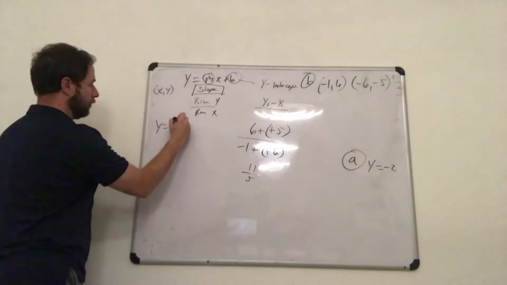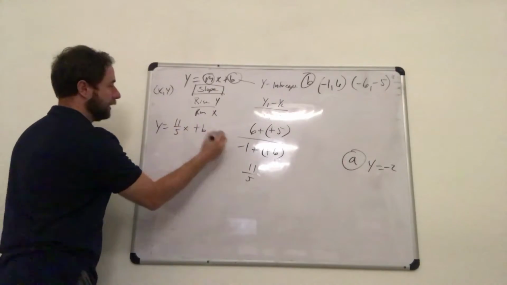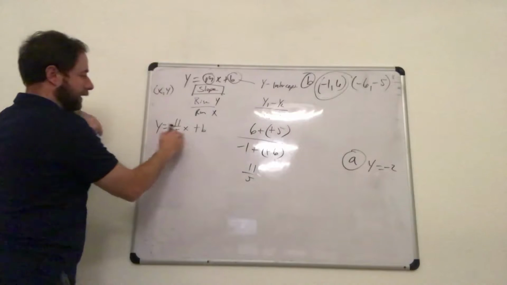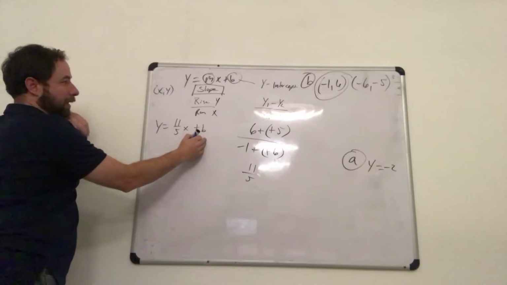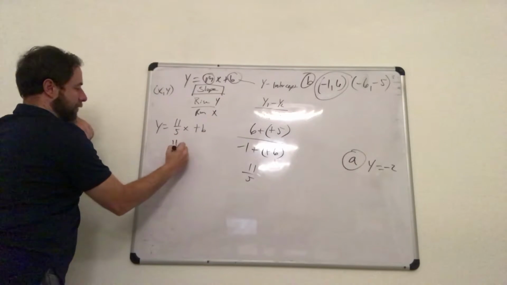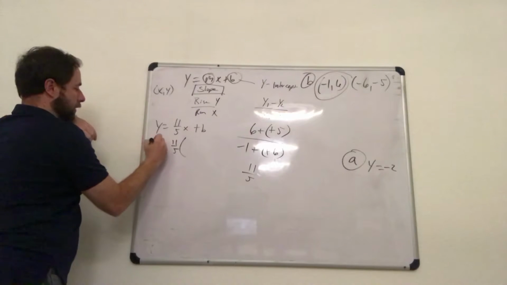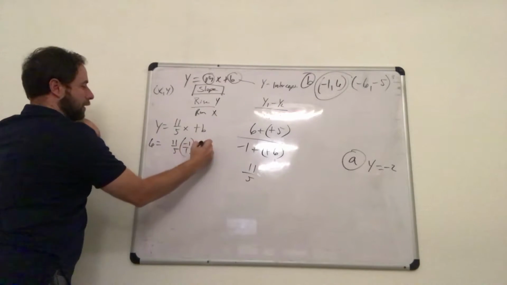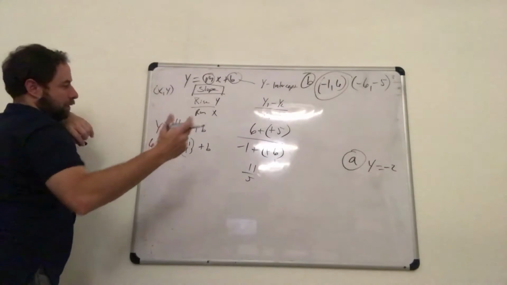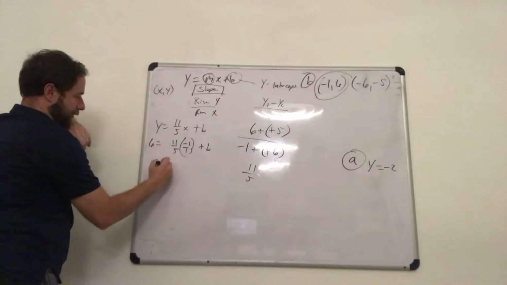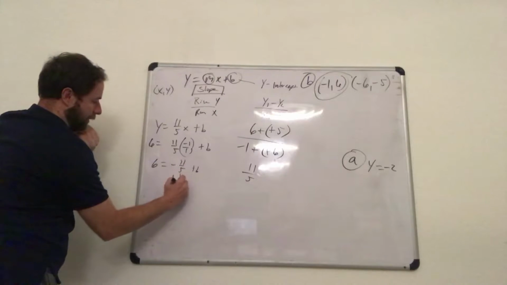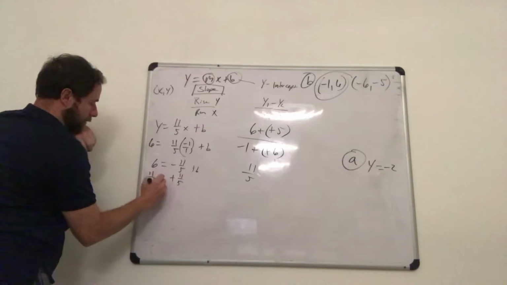So y equals 11/5 x plus b, and then you simply pick a point, doesn't matter which one. You plug in x and y to solve for the b. You're going to get 11/5 in for y, you're going to get 6, you're going to get negative 1 over 1 plus b. They're just really not that tough. So you get negative 11/5 plus b, add 11/5 to both sides.